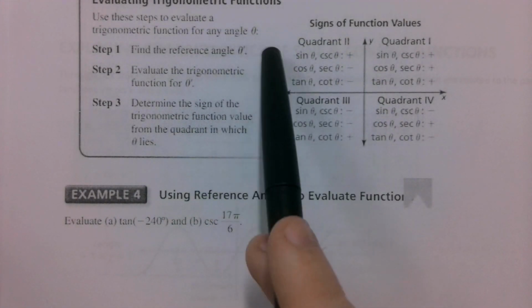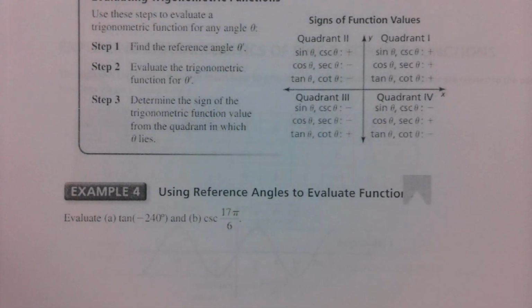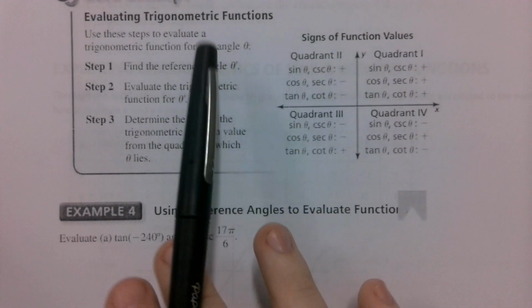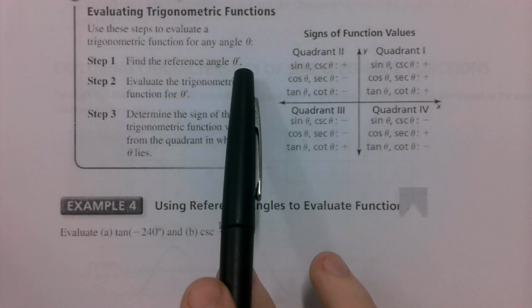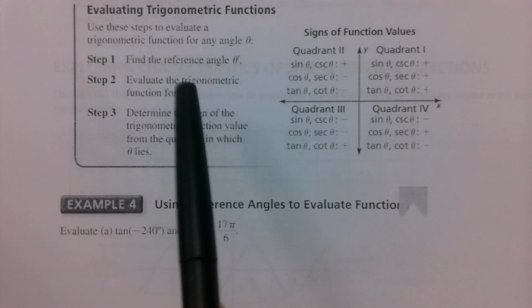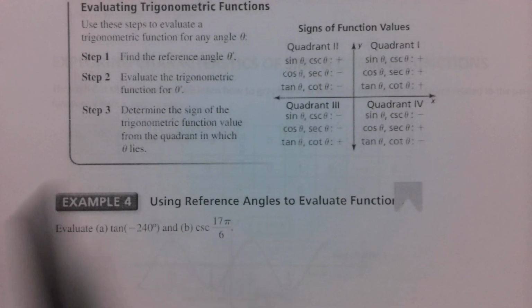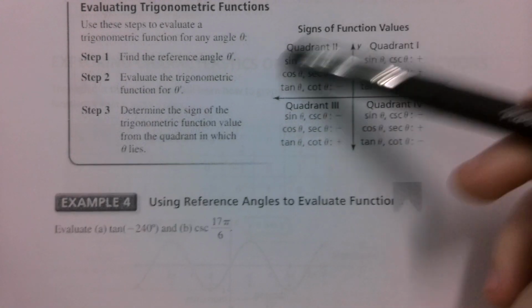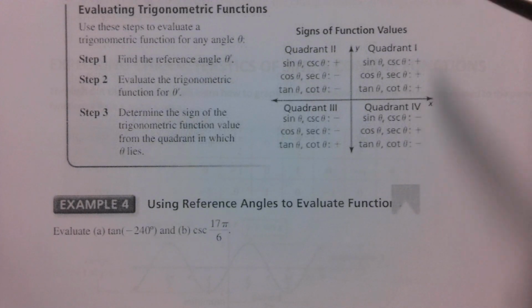Before we jump into it, the steps they give us here are very helpful. The steps for this are: find a reference angle, evaluate the trigonometric function for that reference angle, then determine the sign based on the quadrant. The notes give us this. It tells you exactly what functions are positive or negative in what quadrants. If you just remember that your x values are positive or negative in certain quadrants, you don't need this table.